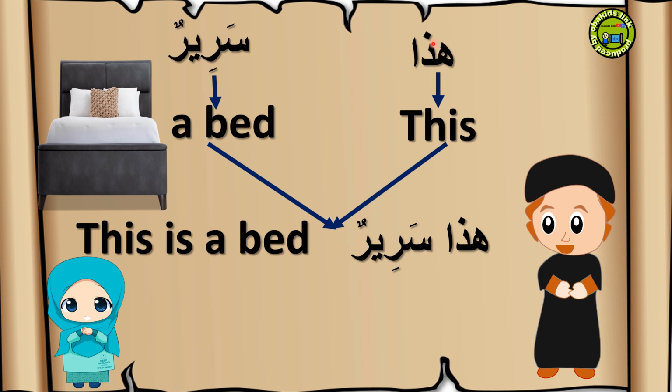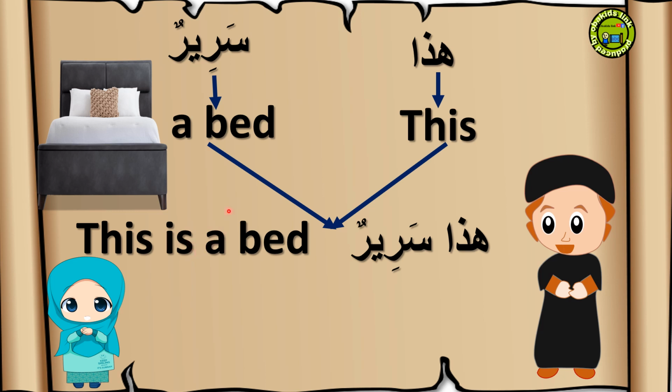Let us look at the example again. هذا is a singular demonstrative pronoun which means this. سرير is a singular noun which means a bed. Now if we combine هذا and سرير together, it makes هذا سرير, which means this is a bed.